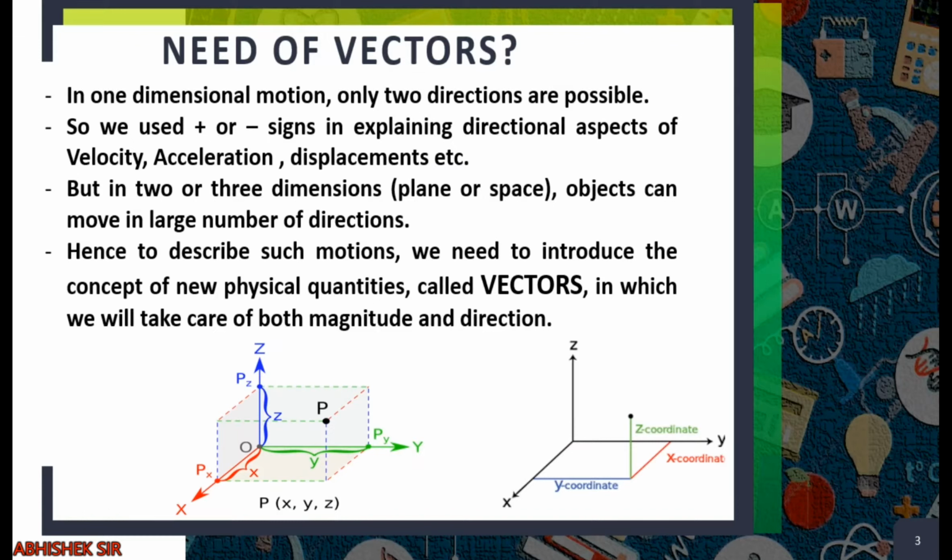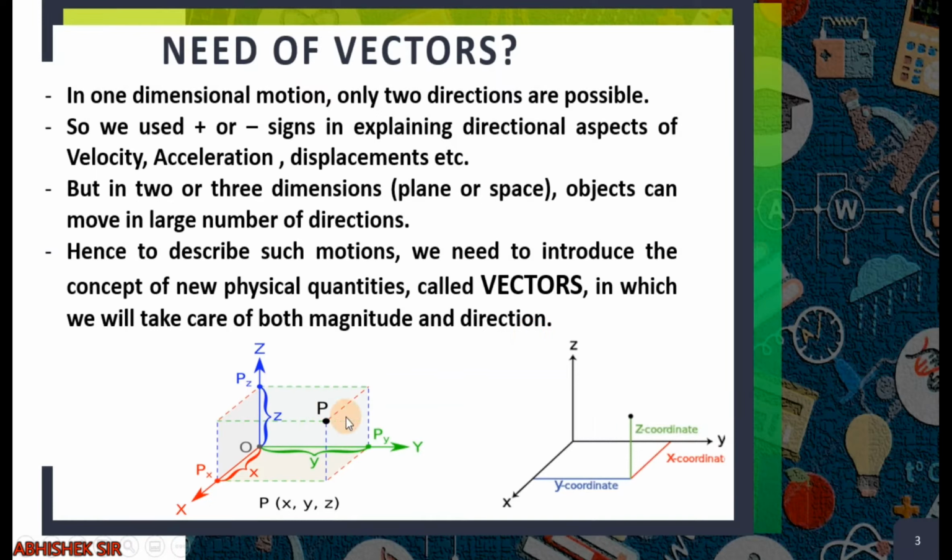But now as we move ahead we have to deal with things which are in two or three dimensions. Two dimension is known as plane and three dimension is known as space. So objects can move in a large number of directions as compared to one dimension. Hence, to describe such motion we need to introduce new physical quantities which are called vectors, in which we will take care of both magnitude and direction.